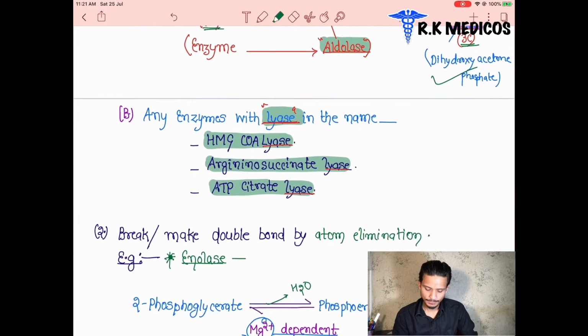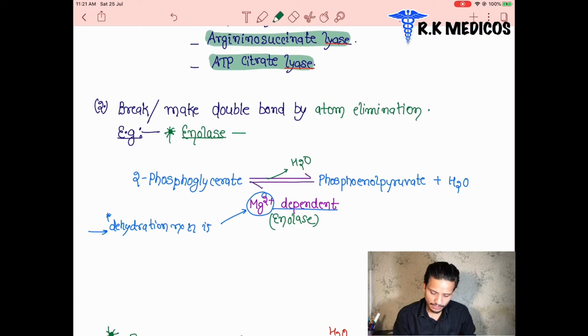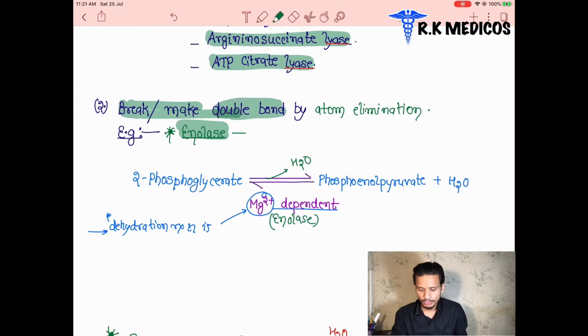Next point, the enolases are also an example of it. They are doing both functions, meaning they are either breaking or making the double bond. They break or make the double bond by atom elimination. They are going to eliminate something, and that is the atom here. And in the enolases, we can see they are going to eliminate something. So we will see some examples here.